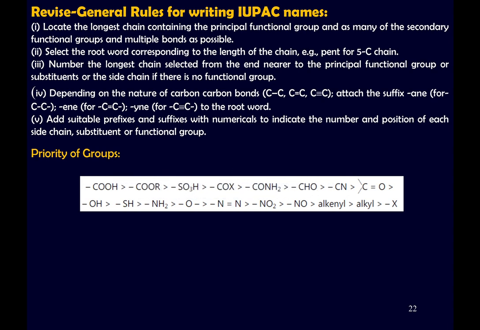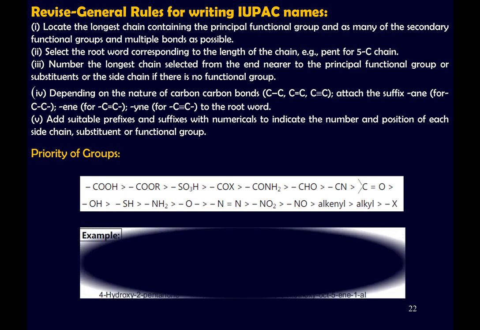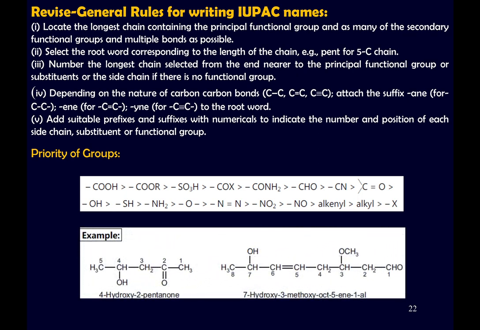Priority is given in this order. These are the examples. 4-hydroxy-2-pentanone, and this is a much more complicated example. Aldehyde is given the primary functional group status, and so it is 1-al. It also has a double bond, so 5-ene, 1-al is the base name, and then you have two substituents, alphabetically: 7-hydroxy-3-methoxy-oct-5-en-1-al.